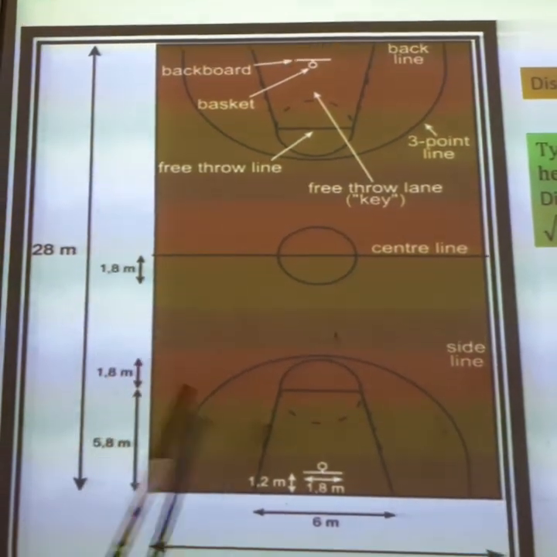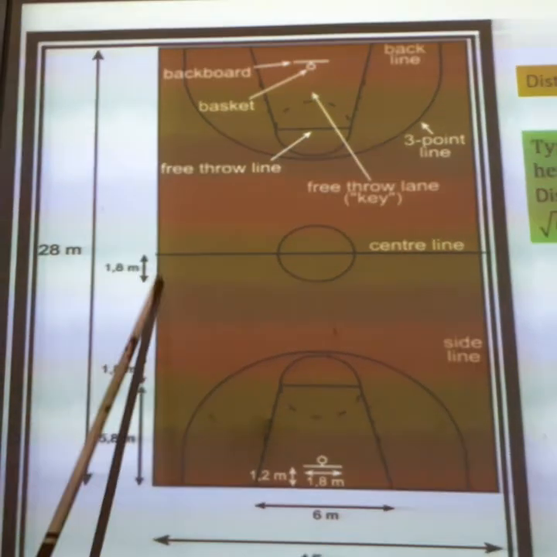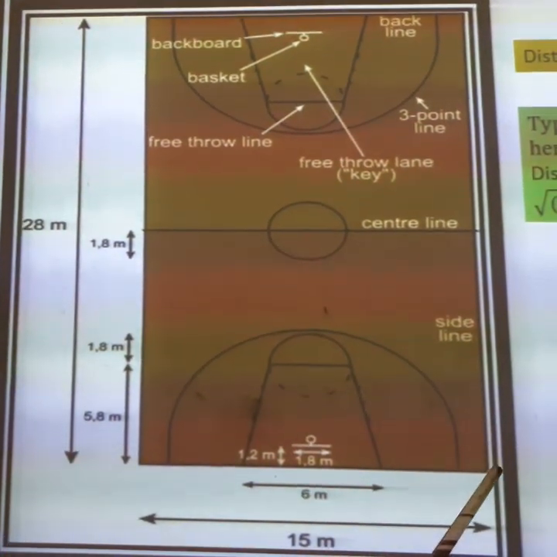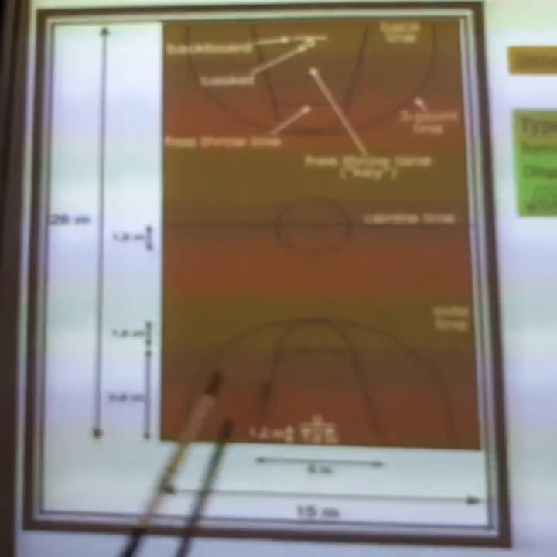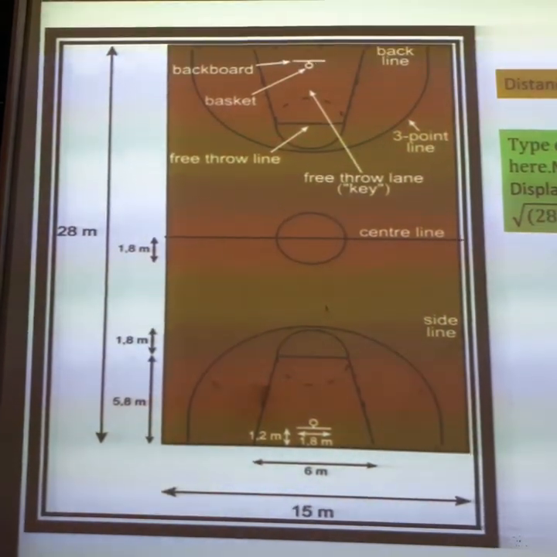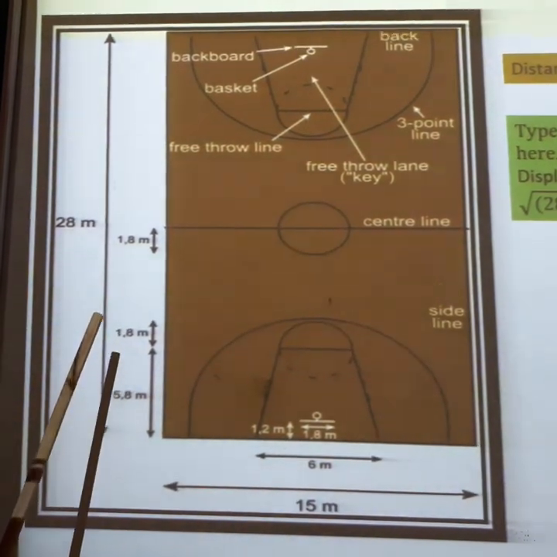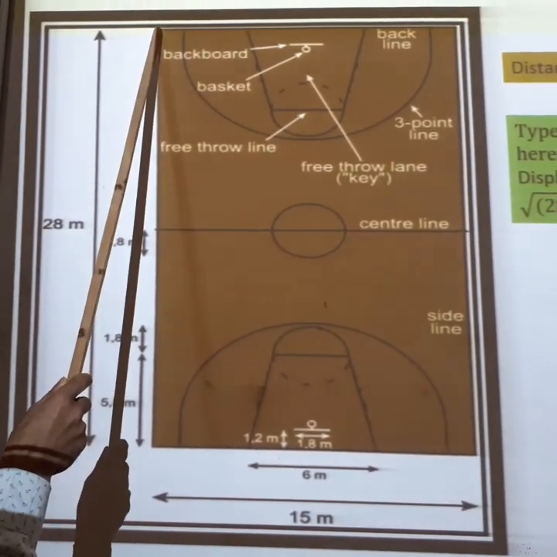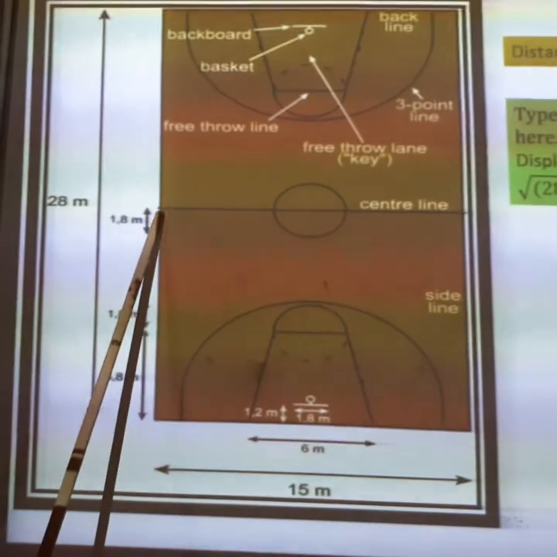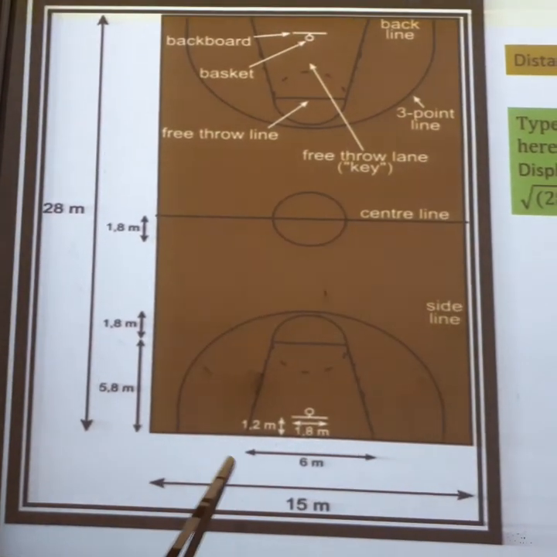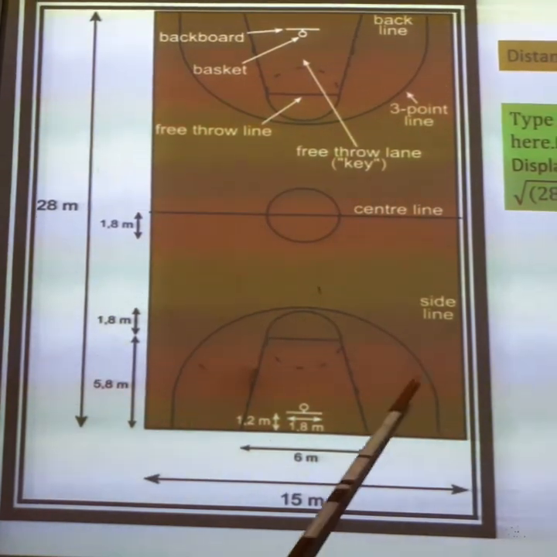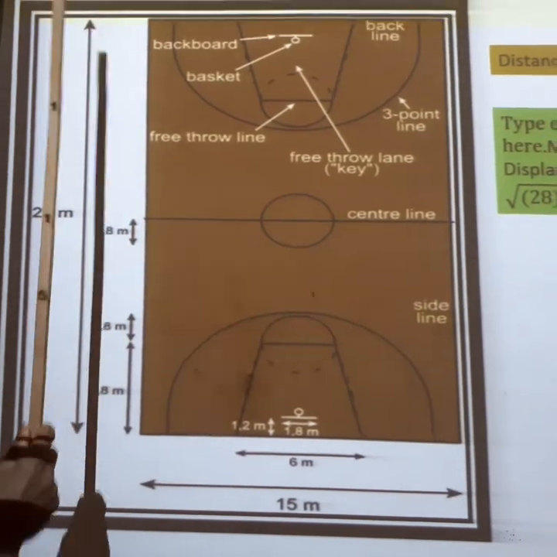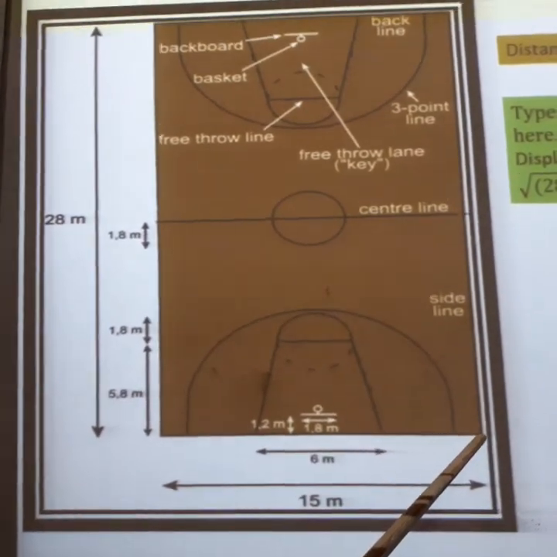As you observe, this is the length of the basketball court, that is 28 meter, and this is the breadth of the basketball court, that is 15 meter. As you know, to calculate the distance, we measure the length of the path covered by the object. So if a boy starts from here, he moves along this length first and then along this breadth to reach the opposite corner of this basketball ground. This is one corner and this is the opposite corner.